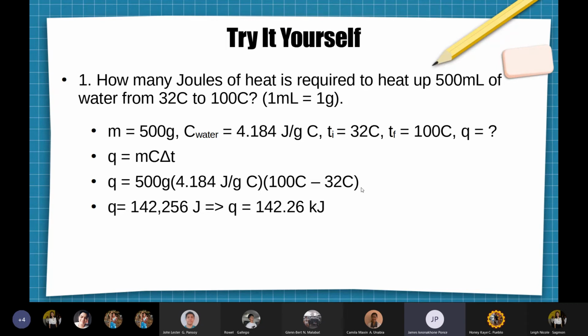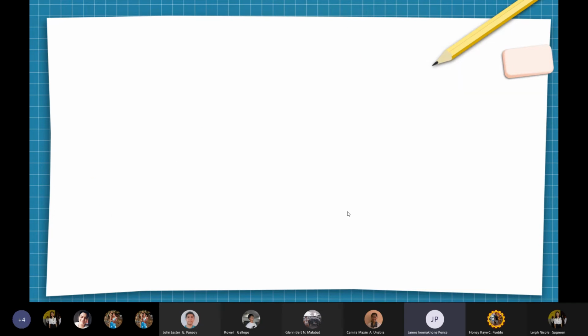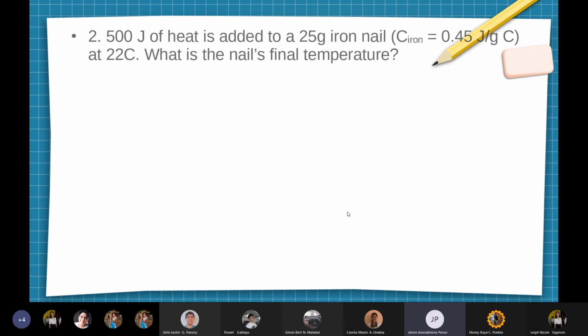Yeah, you are correct, Albrin Paul. Or simply 142.26 kilojoules. Here's another example. Try to answer it on your own. I'll give another 5 minutes. This requires the transposing of the standard formula.